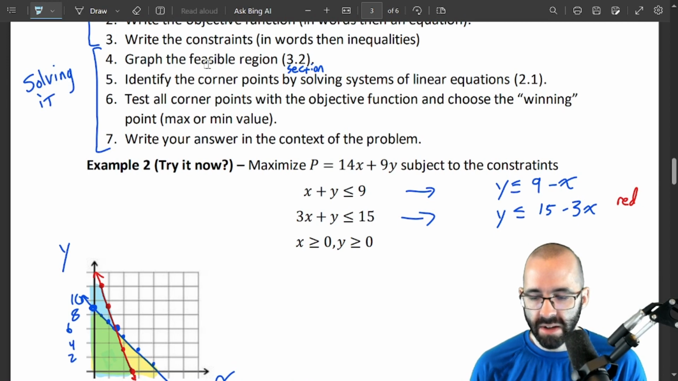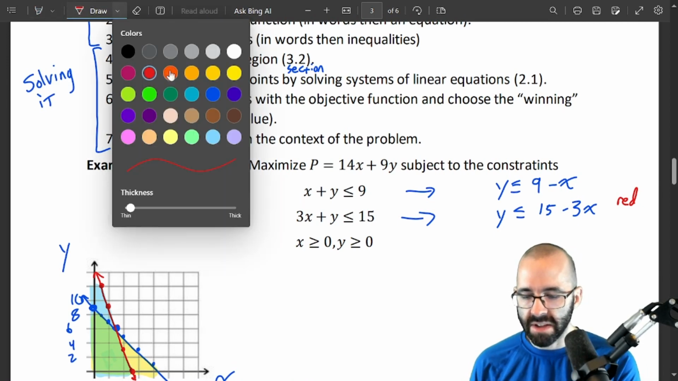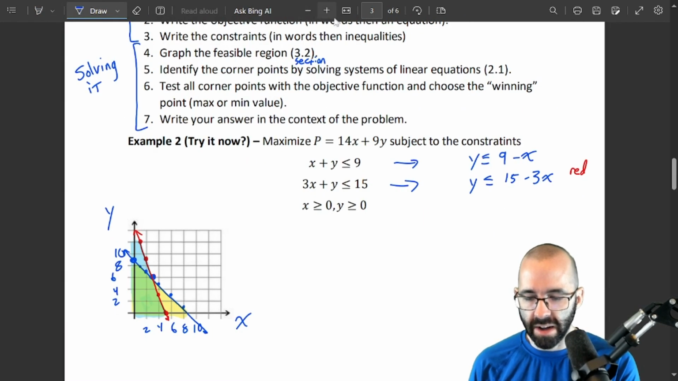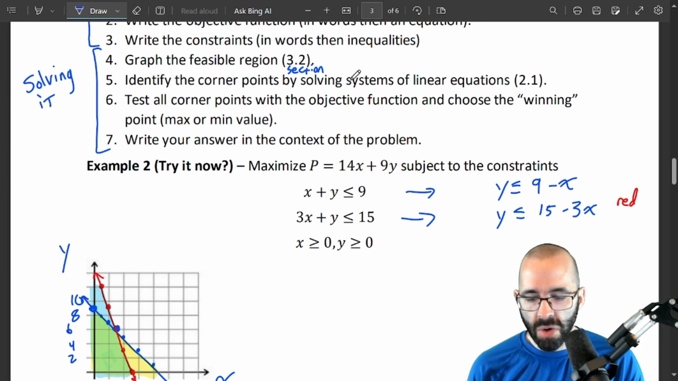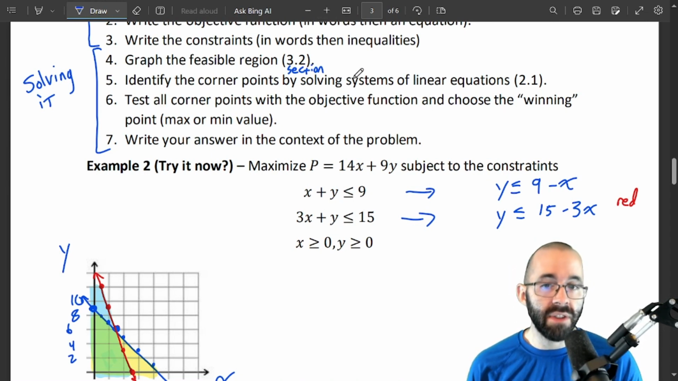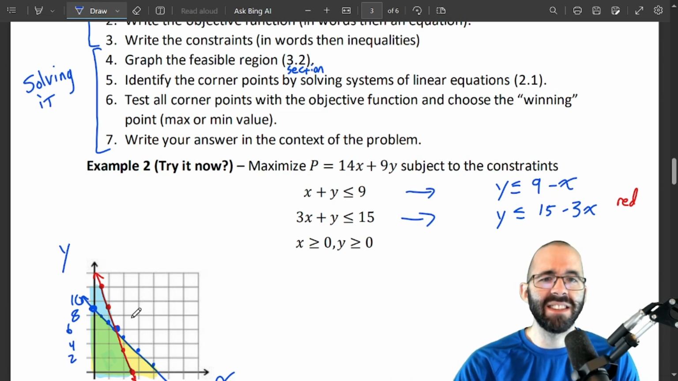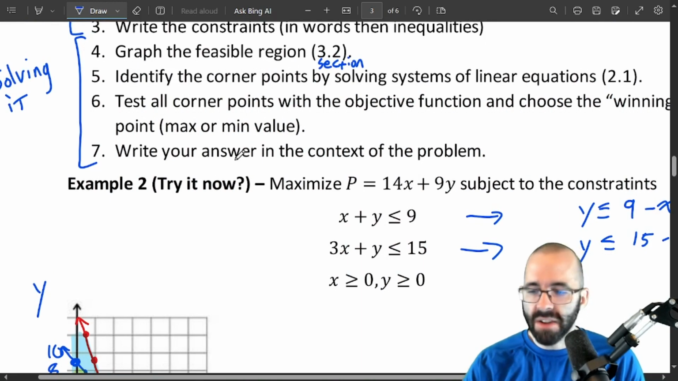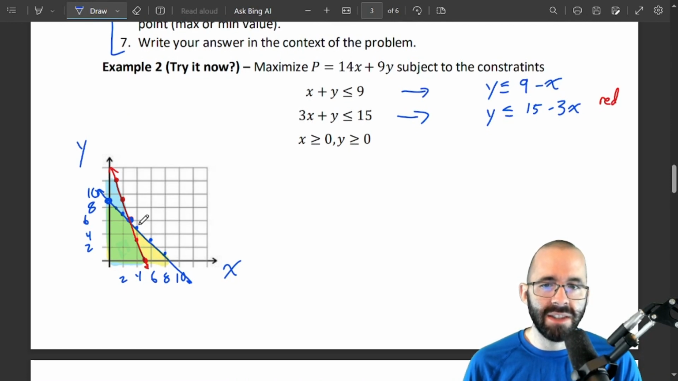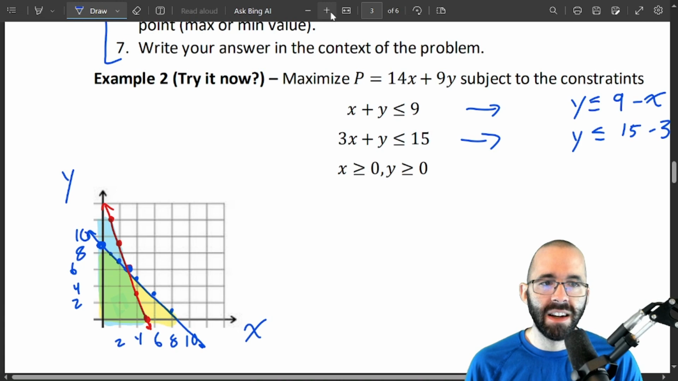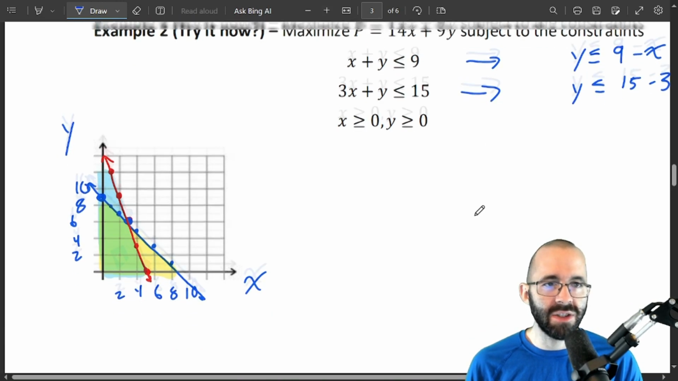That was step 4. Graph the feasible region, the blue area. Step 5, identify all the corner points. You can either do this graphically if it's obvious, but in my cases, it's not always obvious. So you can also solve the system of equations. That's section 2.1. So let's say you say, Jason, I don't trust your graph. Let's solve the system of equations to find it out.